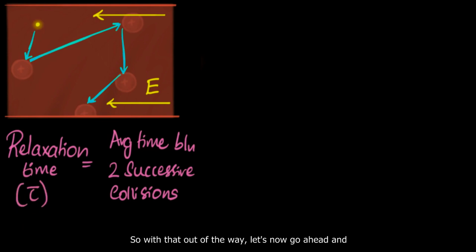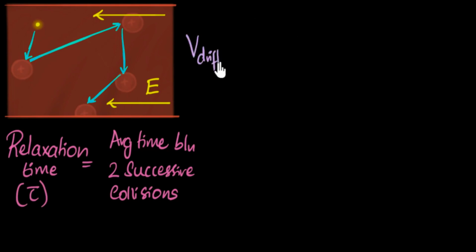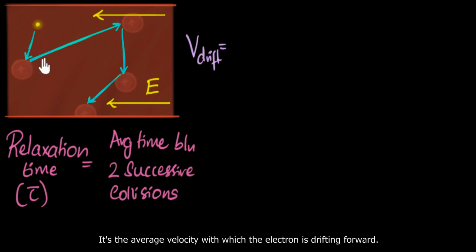So with that out of the way, let's now go ahead and derive our drift velocity. How do we calculate this? Well, what is our definition of drift velocity? It's the average velocity with which the electron is drifting forward, okay?